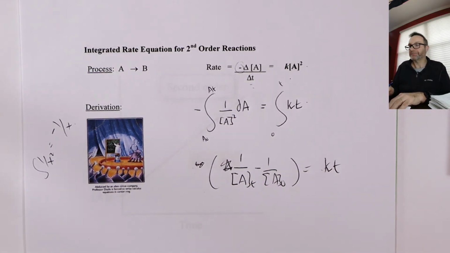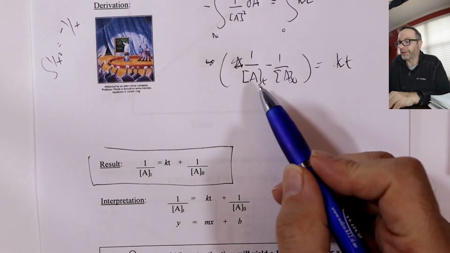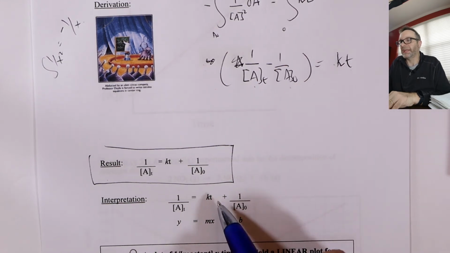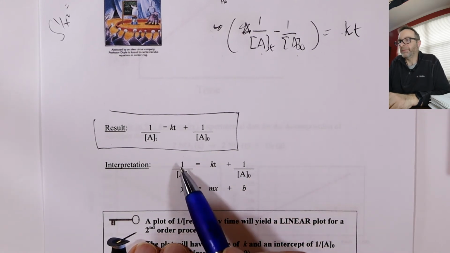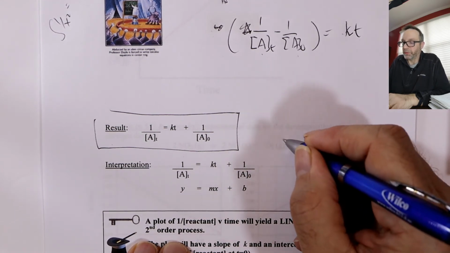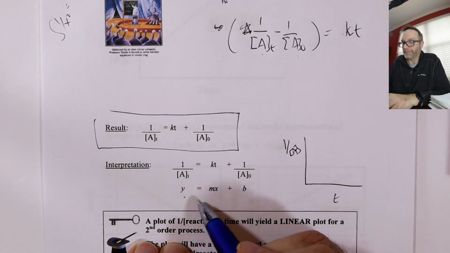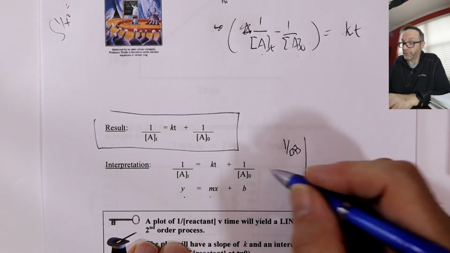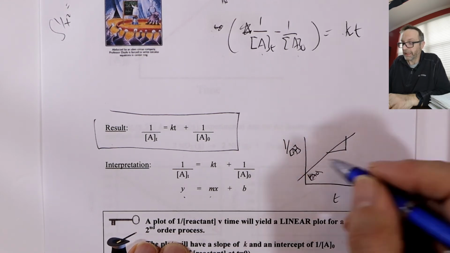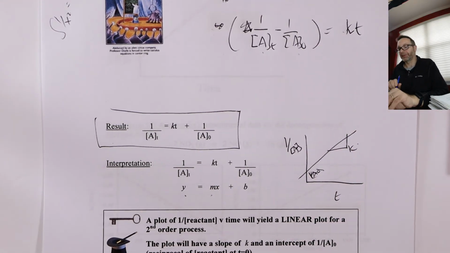Rearrange that. What do I get? I get this. That's the variable, that's the constant, k and t like before. So if I rearrange that, I get y = mx + b. If I plot that, I'm going to have 1 over concentration up the side, time along the bottom. It's going to be a positive slope with an intercept. That's going to be 1 over A_0, and that's going to be k again. So the slope's always k, but it's going to be a positive slope, not a negative slope.